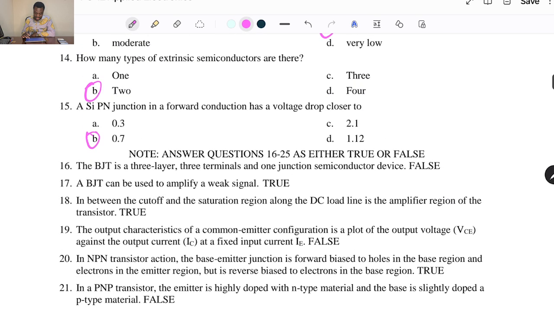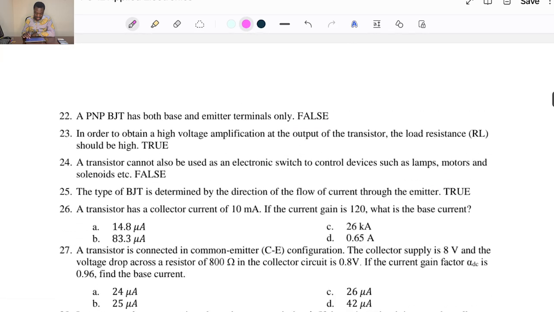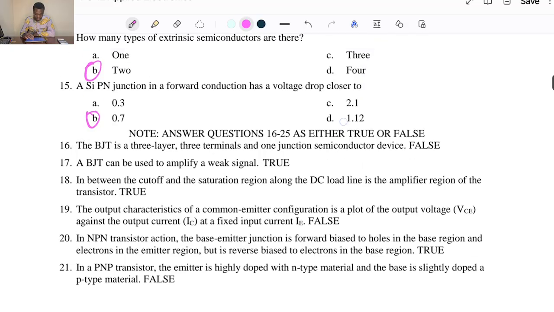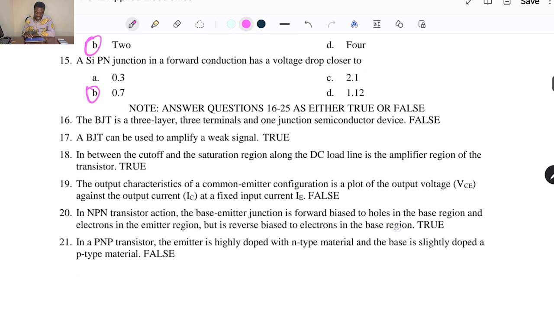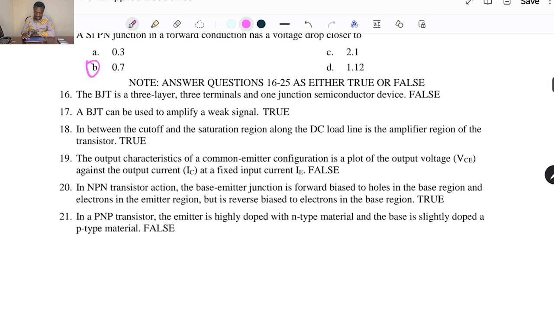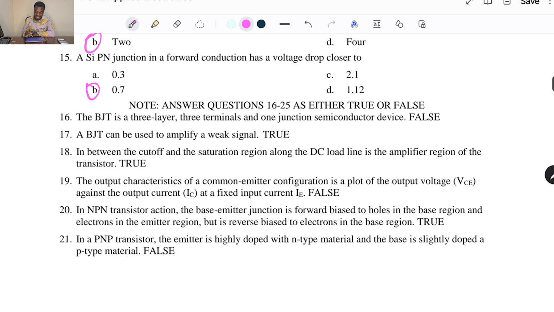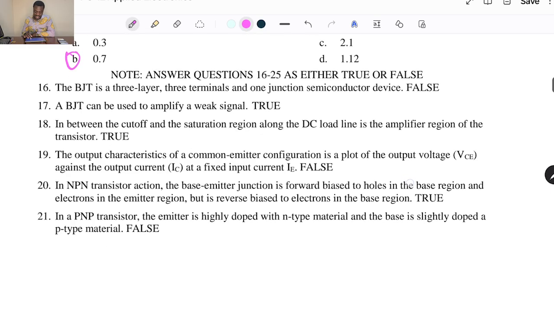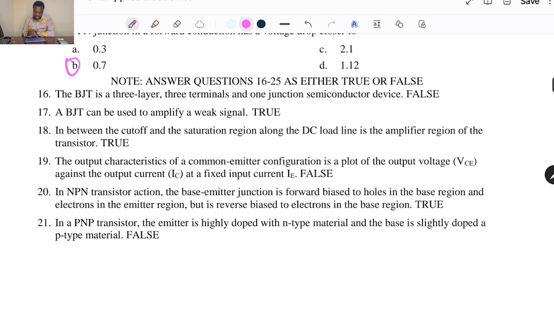Now we go to the next question. The p-n junction is a 3-layer, 3-terminal, 1 semiconductor device. So here the answer is going to be false. I think this is quite different from the other one. When you look at your past question, you realize there are options of true or false on it. Here I don't have true and false, but you can see that we have the answers.